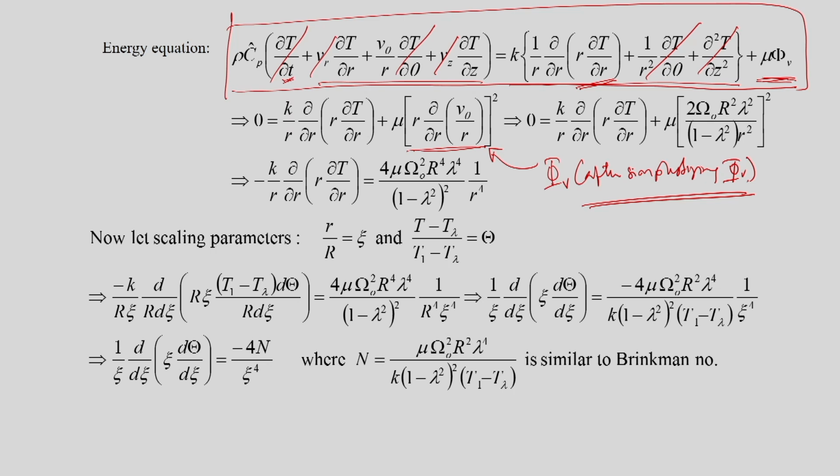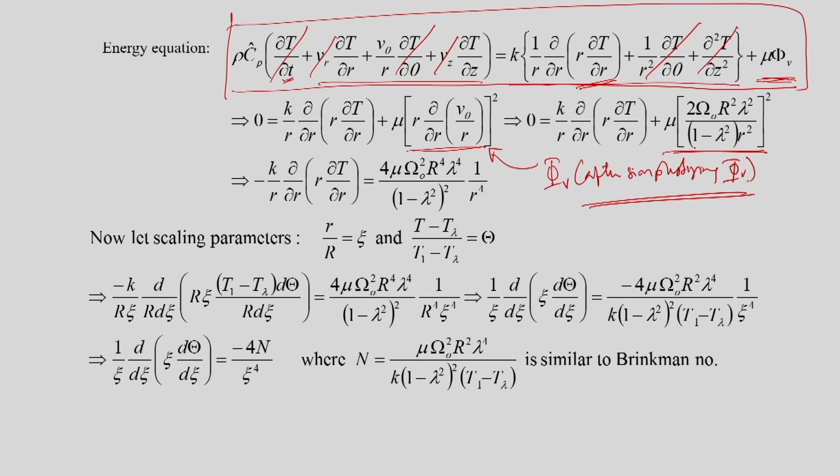So, what we have after simplifying this energy equation: 0 is equal to k by r dou by dou r of r dou T by dou r, plus mu times r dou by dou r of v theta by r, whole square. Just in the previous slide we derived in advance what this r dou by dou r of v theta by r is. So, that we substitute here. r dou by dou r of v theta by r is nothing but 2 omega naught r square lambda square divided by 1 minus lambda square small r square.